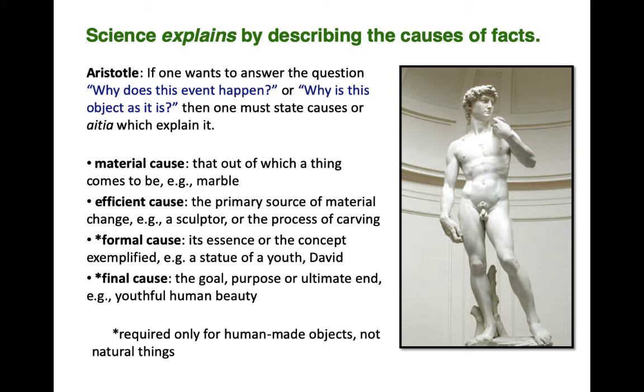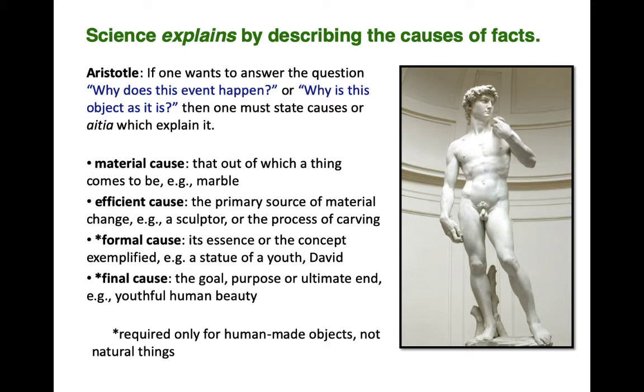So in Aristotle's view, science explains by describing the causes of facts. If you want to answer the question, why does this event happen, or why is this object as it is, then one must state causes or aetia, which explain it. Aristotle had this notion of 4 causes for any why question. There's the material cause. For instance, looking here at the statue of David by Michelangelo, the material cause is that out of which a thing comes to be, the stuff of which it's made. In this case, it's marble.